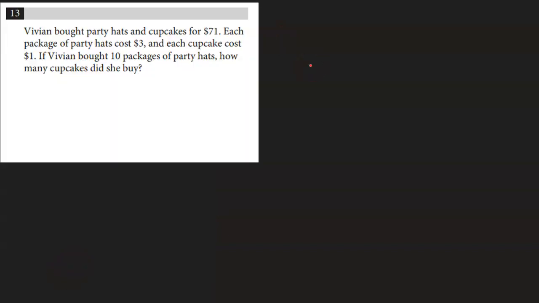So number 13. Vivi and Bob buy party hats and cupcakes for $71. For all math word problems, write out the information as you read it so you don't have to go back. Each package of party hats costs $3, so I'll just draw that as 3H for hat. Each cupcake costs $1, so 1 for a cupcake. Then she bought 10 packages of party hats. She bought 10 of those. How many cupcakes did she buy?